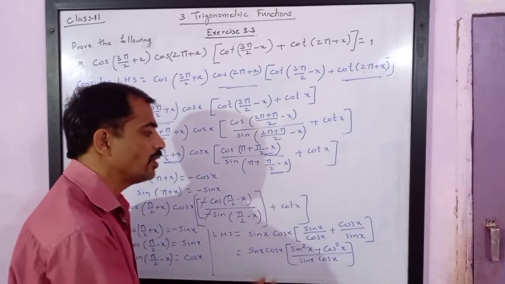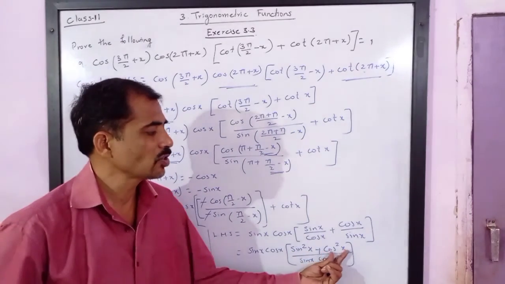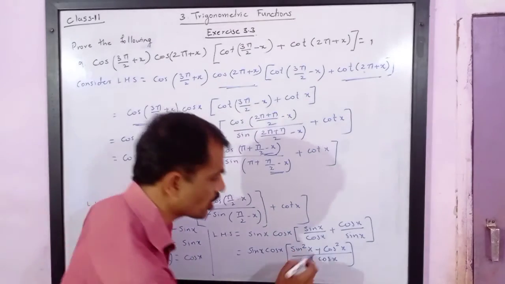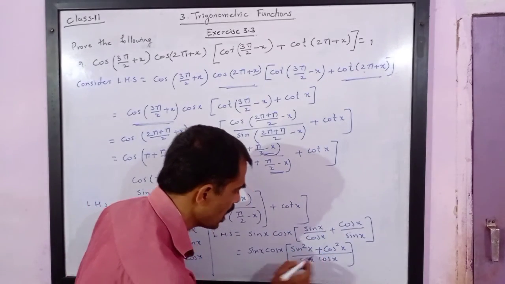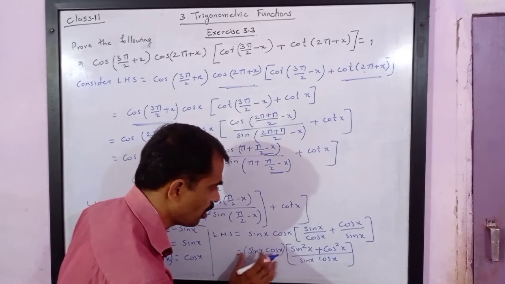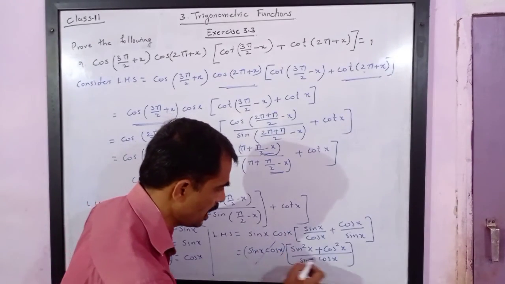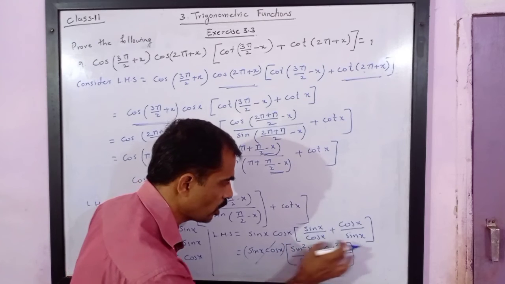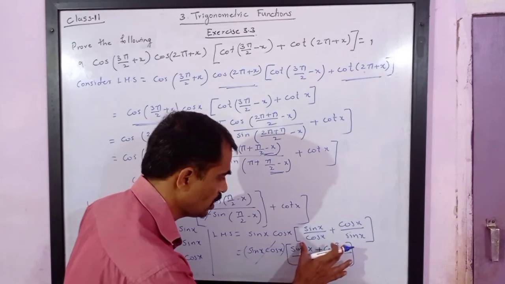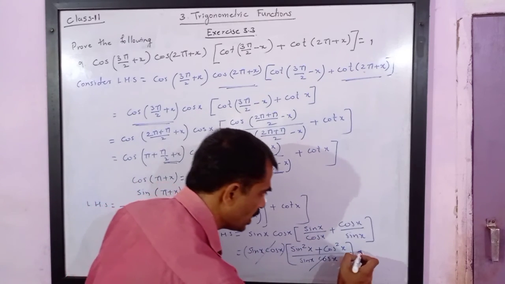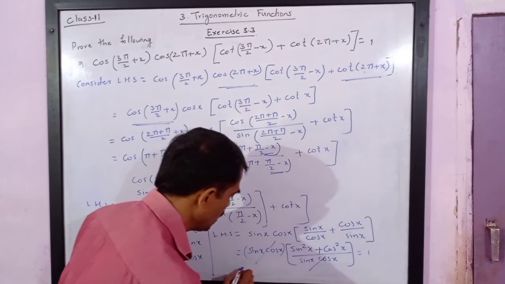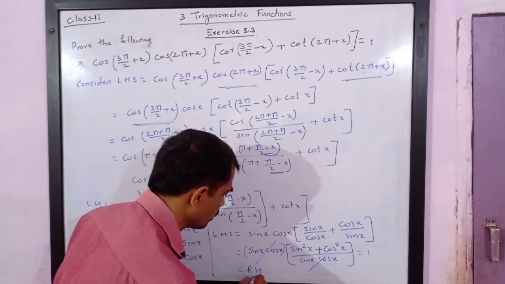Now please note we have the identity for sin square x plus cos square x. This sin square x plus cos square x is 1, and the numerator sin x cos x and the denominator sin x cos x get eliminated. This gets eliminated with this and the total value of this is also 1. So this becomes 1 into 1, that is equal to 1. It means this is equal to RHS.